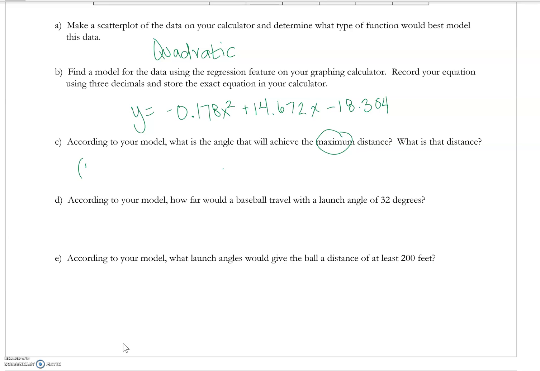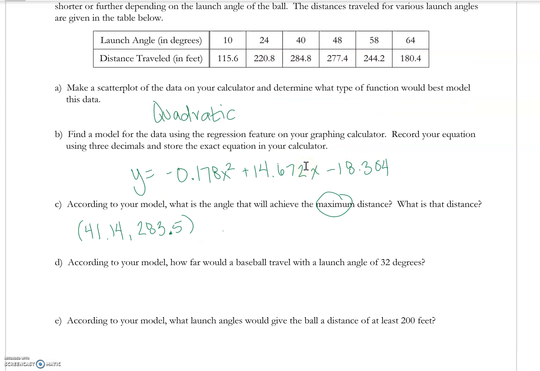So the point is 41.14, comma 283.5. I need to make sure I'm actually answering the question though. The question is asking what is the angle that will achieve the maximum distance, and then what is that distance? So when I look back up at my table, the angles were my x values. So the angle that will achieve the maximum distance is 41.14 degrees, and the distance is 283.5 feet.